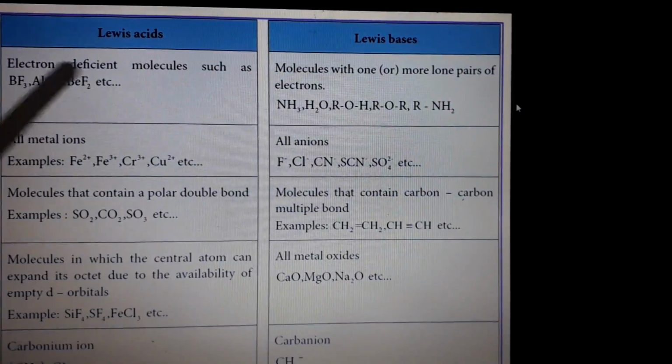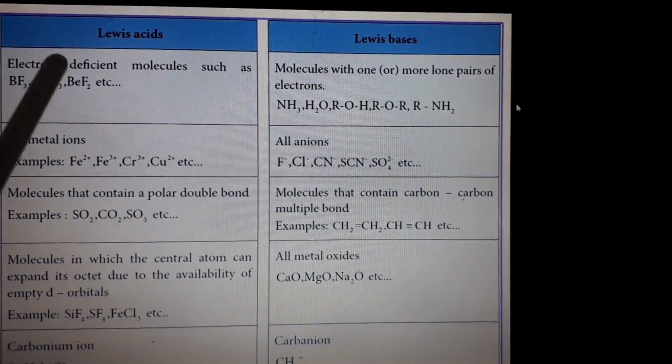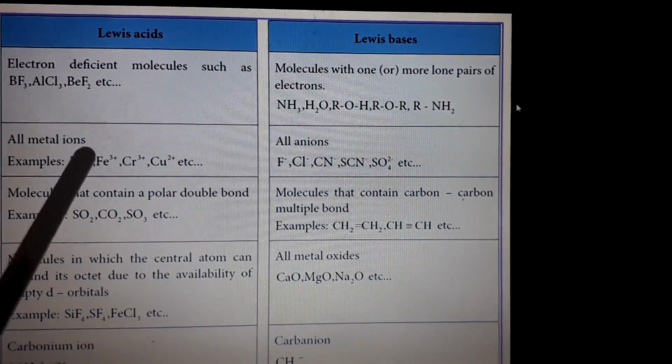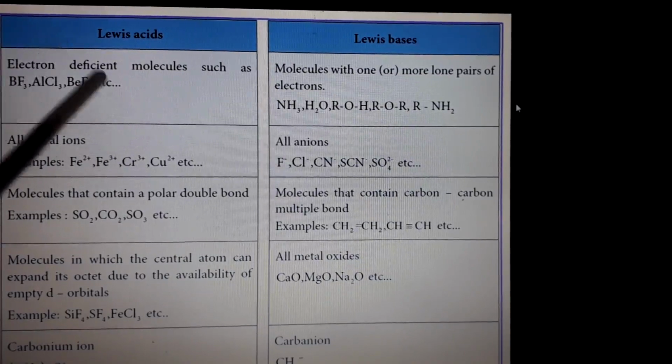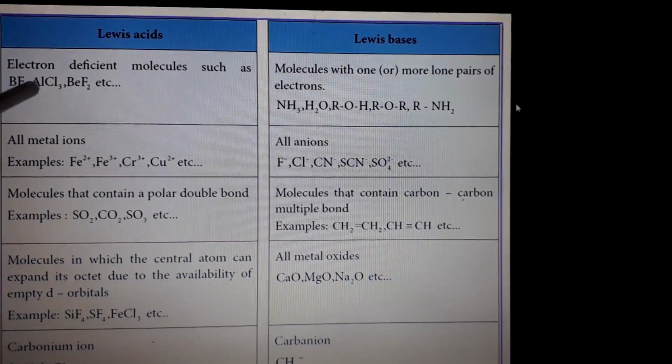Next, Lewis acids and Lewis bases, important differences. This is a very important 2 mark or 3 mark question. First, what is a Lewis acid? Electron deficient molecules are Lewis acids. We already saw the definitions. Examples: BF3, AlCl3, BeF2, beryllium difluoride, boron trifluoride, aluminum trichloride.